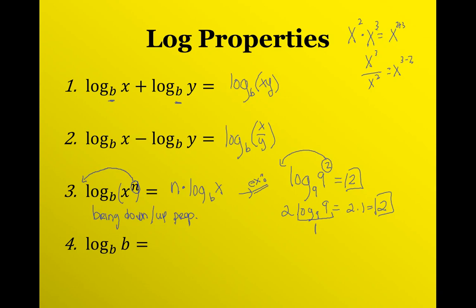I kind of answered number 4 then. So what is the exponent that turns b into b? I just answered it right here. If your base and your argument are the same, so base equals argument, it's going to give you 1.